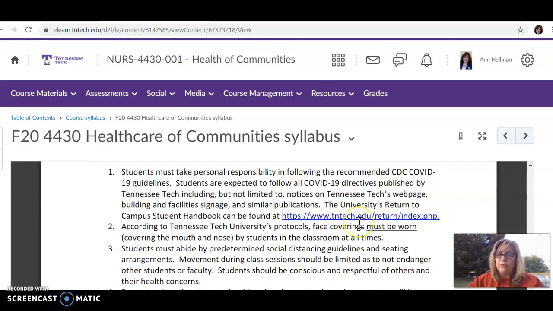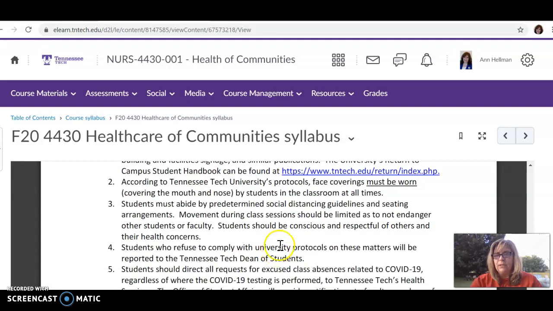COVID-19. This is new information in the syllabus that you've never seen before. Please, please, please read this. Read also the university's return to campus student handbook. It's at this hyperlink, okay? Please note, you are going to be required to wear a face covering, and that means wear it correctly over your nose and mouth at all times.